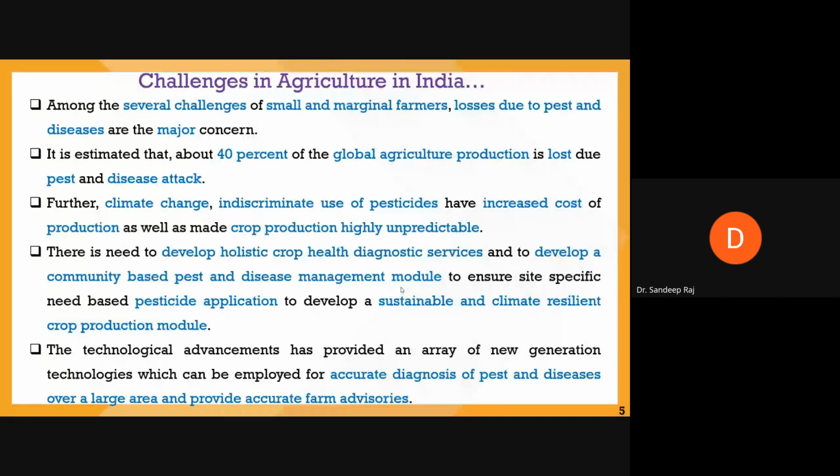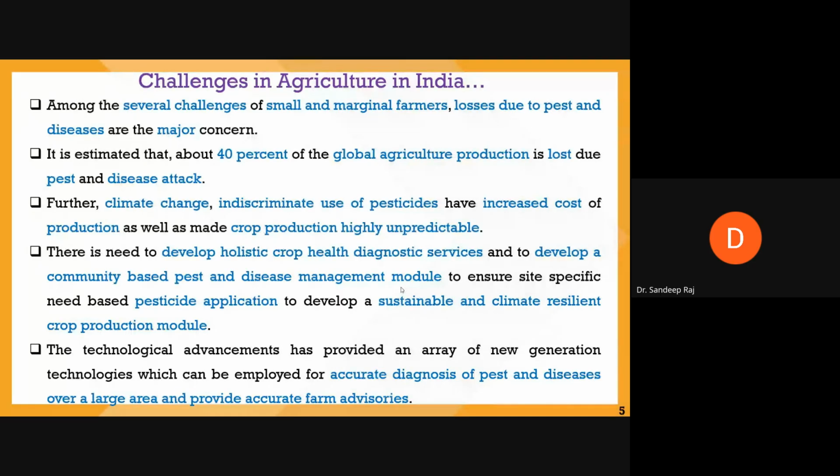So, what are the different challenges? Among the several challenges of small and marginal farmers, losses due to pests and diseases are the major concern. It is estimated that about 40% of the global agricultural production is lost due to pest and disease attack.